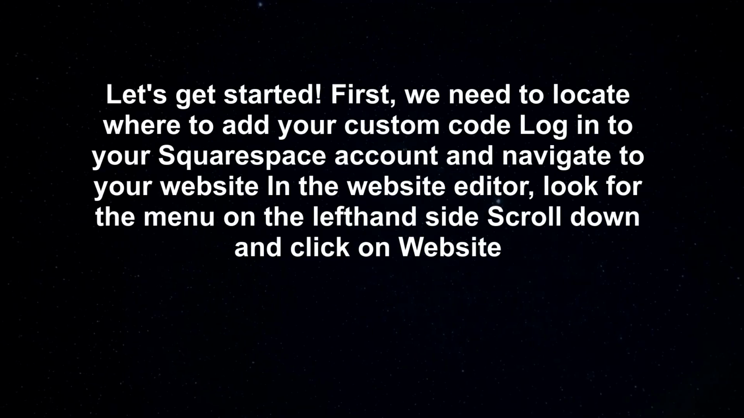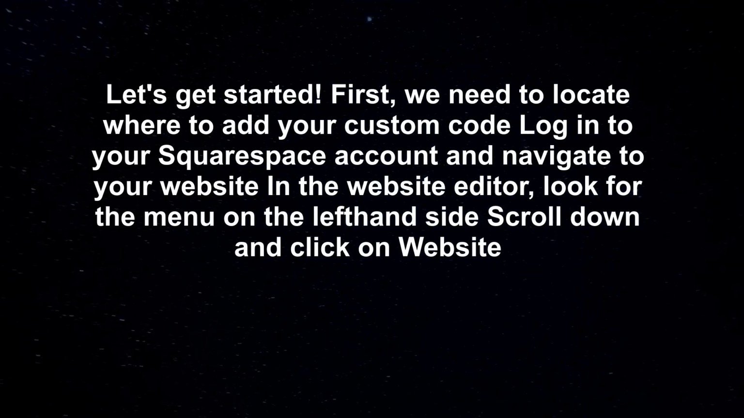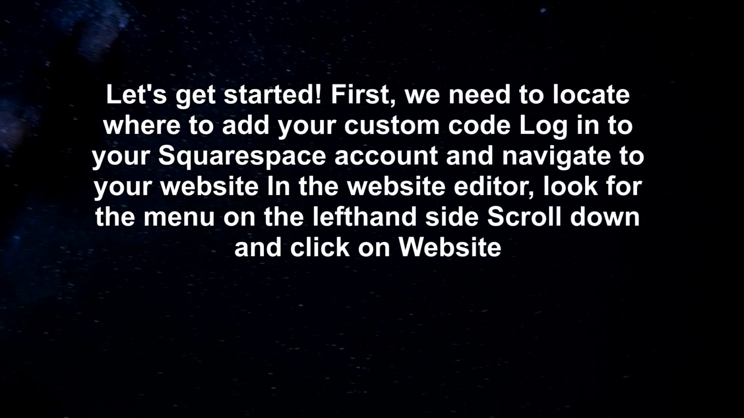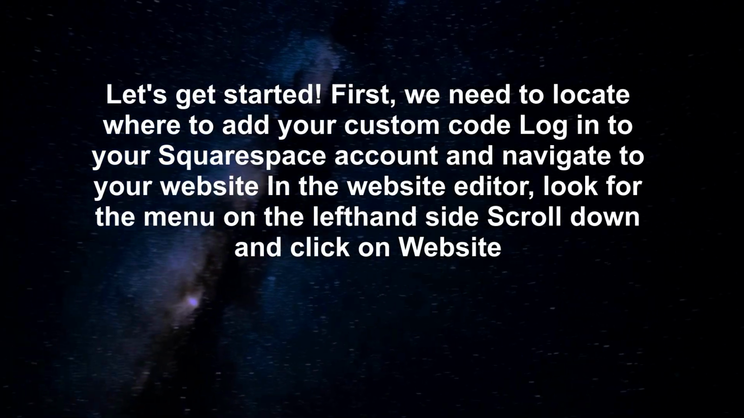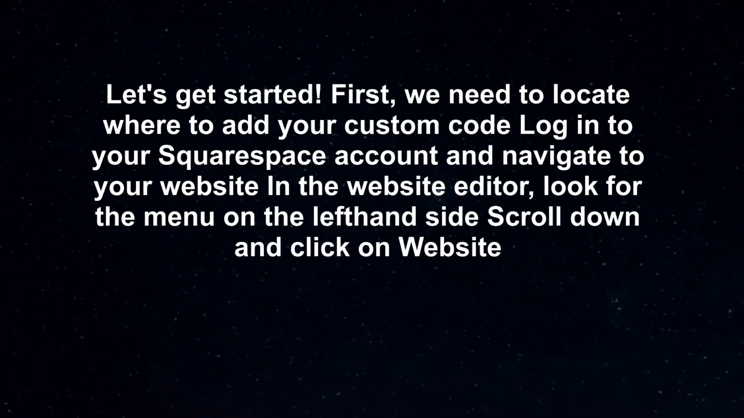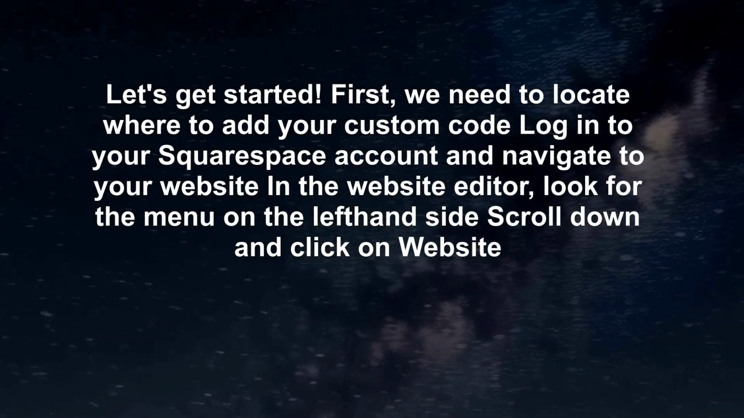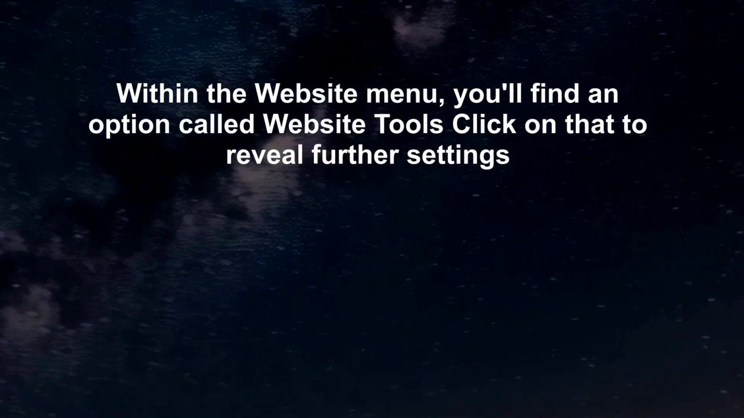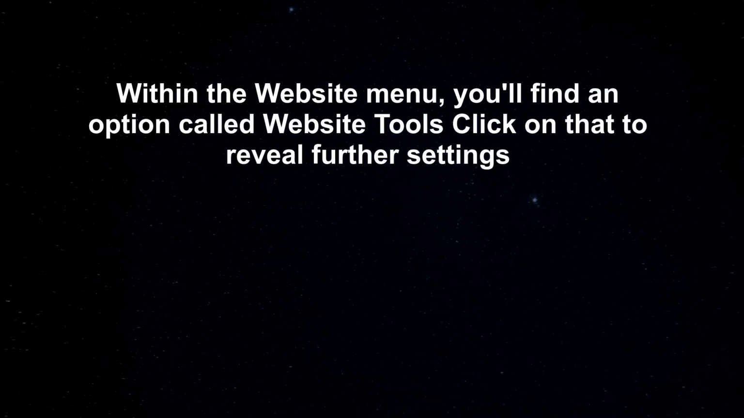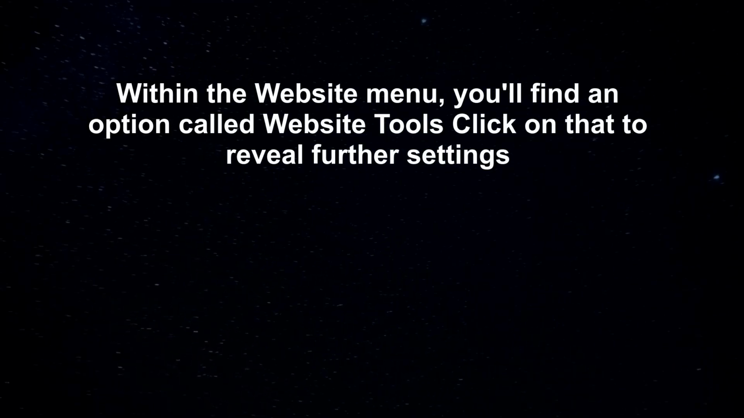Let's get started. First, we need to locate where to add your custom code. Log into your Squarespace account and navigate to your website in the website editor. Look for the menu on the left-hand side, scroll down, and click on Website. Within the website menu, you'll find an option called Website Tools. Click on that to reveal further settings.